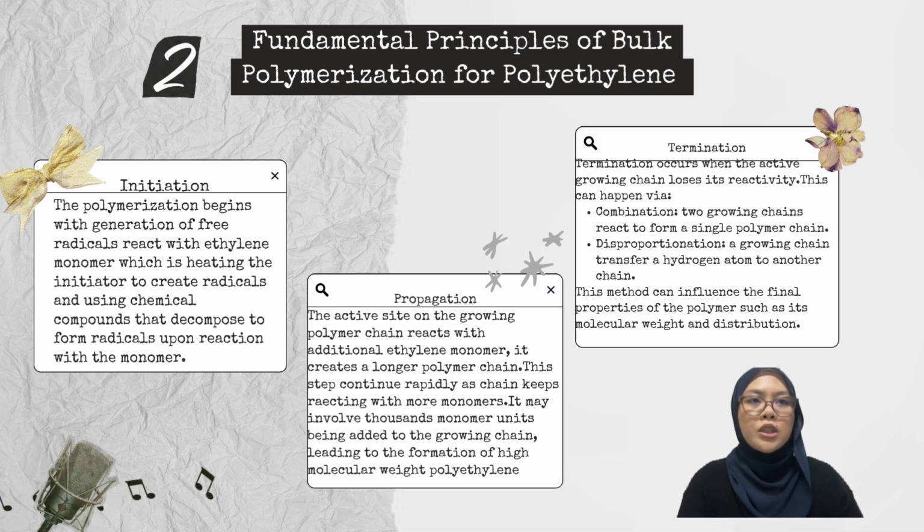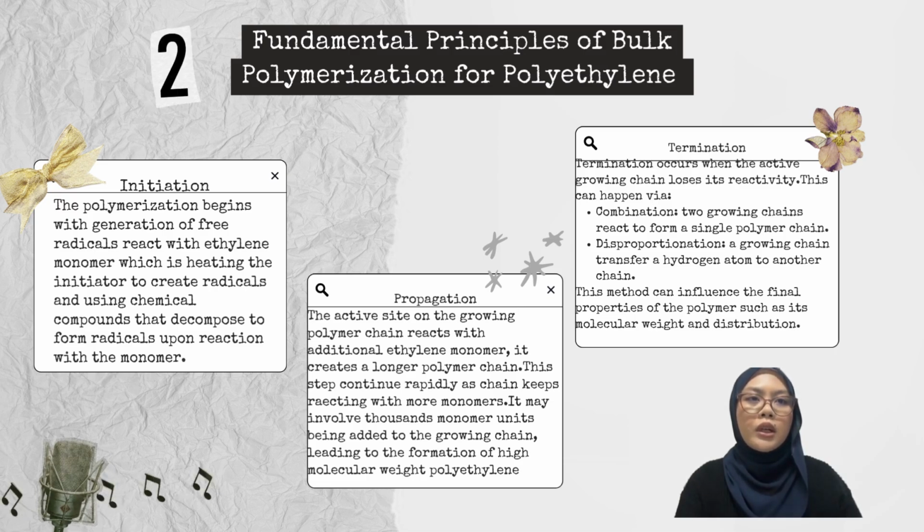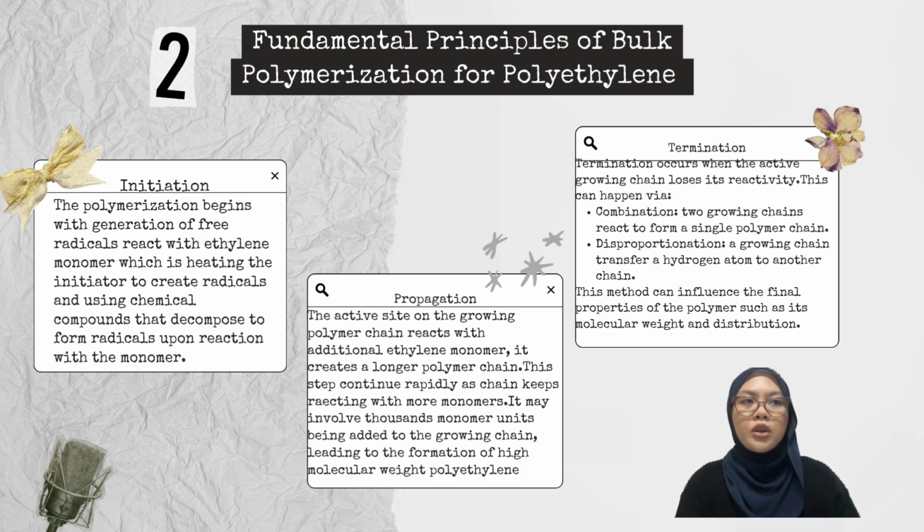Second, propagation: the active site on the growing polymer chain reacts with additional ethylene monomer. It creates a longer polymer chain. This step continues rapidly as the chain keeps reacting with more monomer. It may involve 1,000 monomer units being added to the growing chain, leading to the formation of high molecular weight polyethylene.